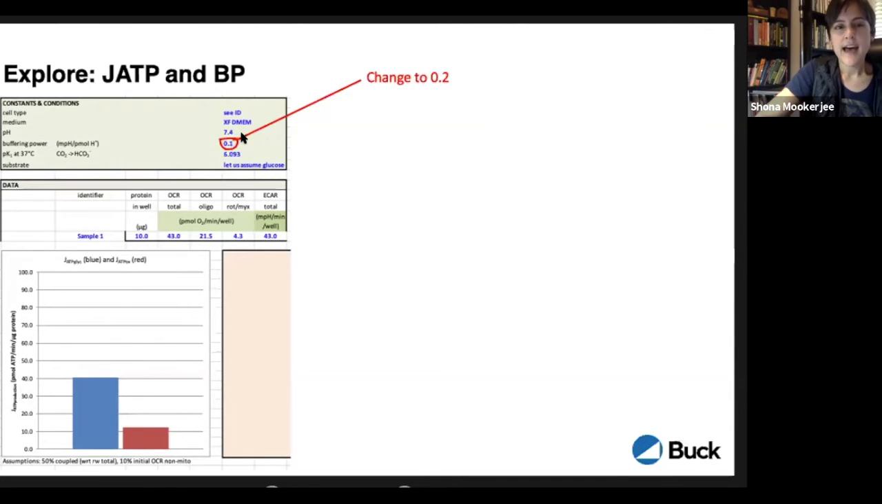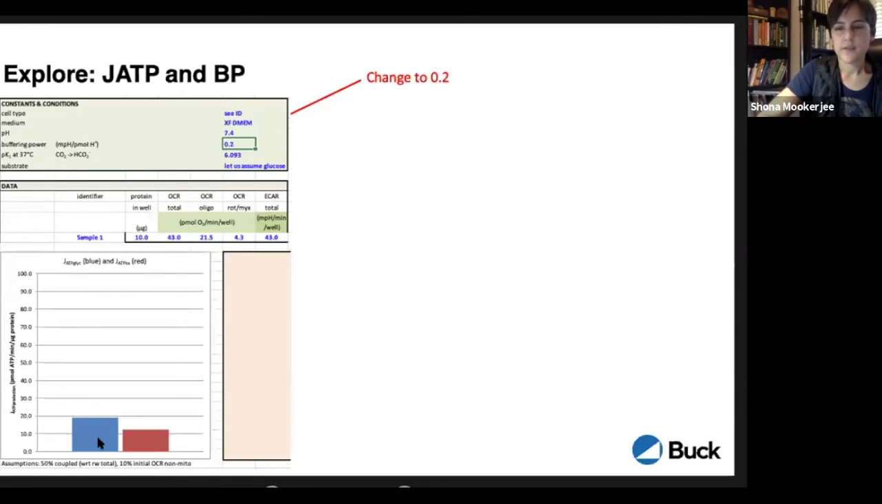When we have the buffering power, so when we double the change that you see, you have the rate of glycolysis and you have roughly the rate of glycolytic ATP production. So you can see what a profound effect your assay medium has on the acidification rate that you measure. So this is a crucially important measurement to get right.